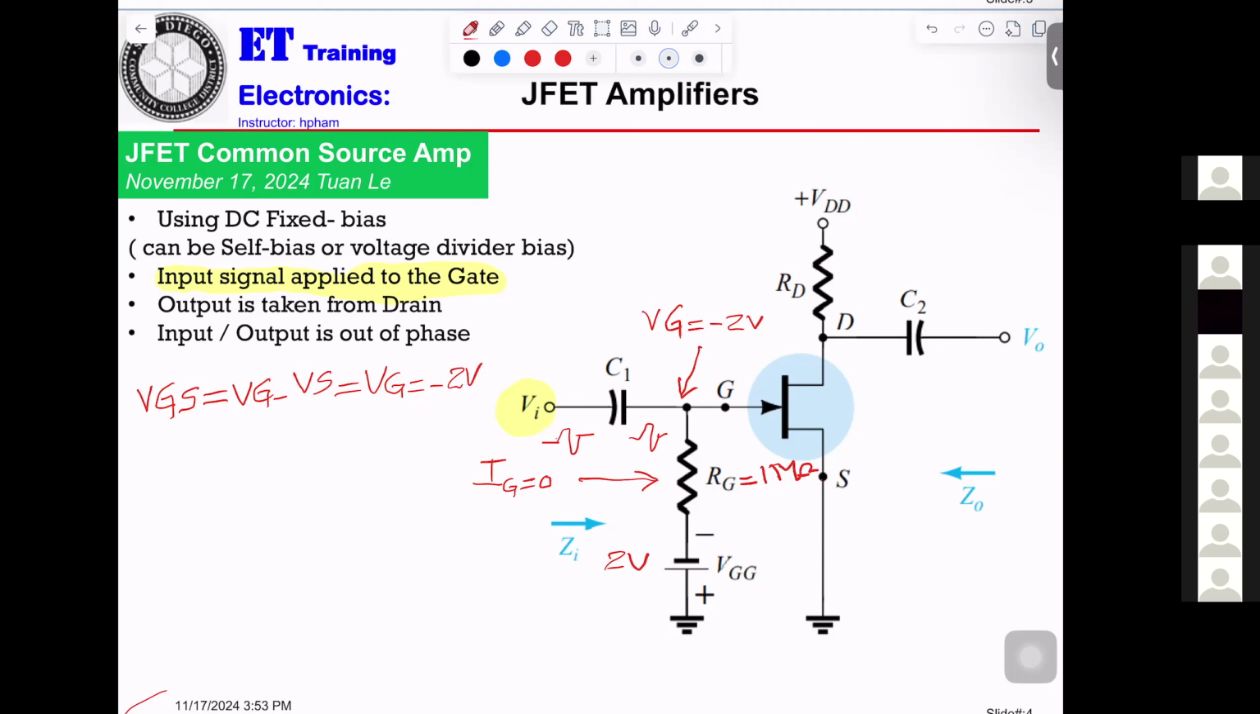Okay? Yep. And C2 will be the same. That means DC blocking, AC coupling. Okay. At the drain in here, same thing like bipolar. You can get two types of signal.